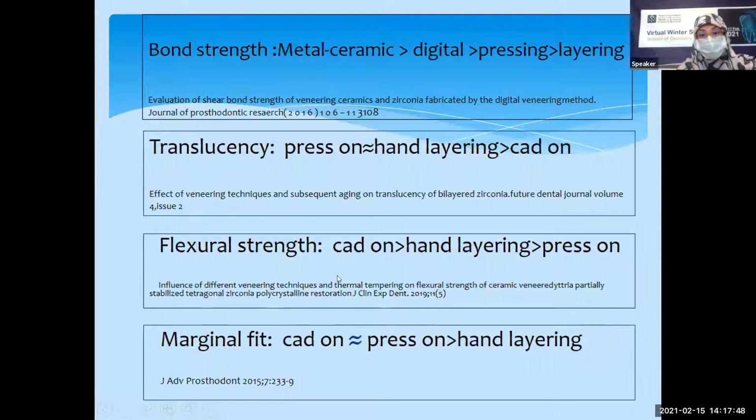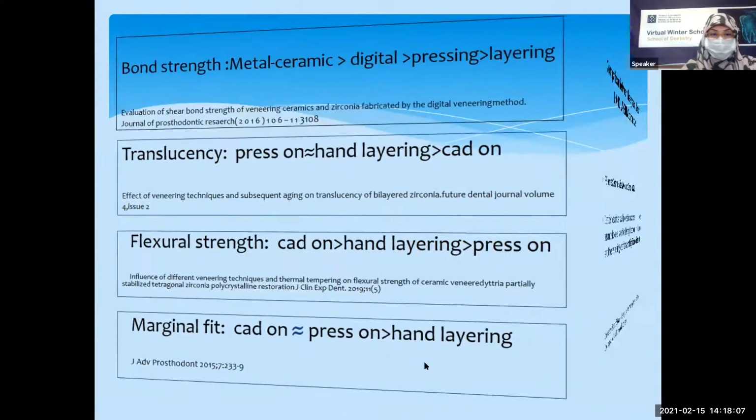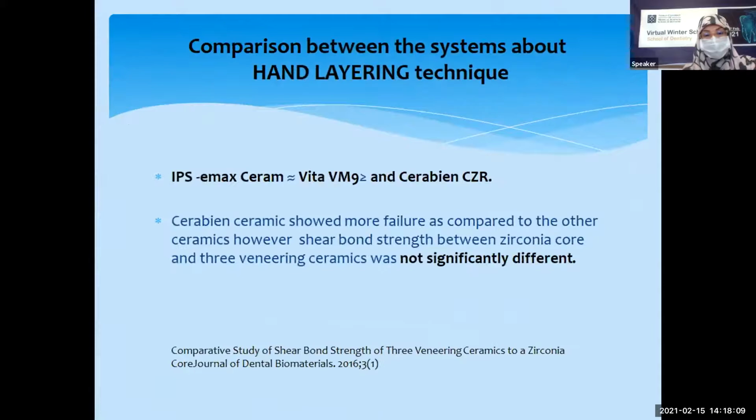This article showed this result. CAD-on has higher value than hand layering, and hand layering has higher value than the press-on technique. And in terms of marginal fit, CAD-on and press-on have equal value. Both of them have higher value than hand layering. Up to now, I compared 3 different techniques in each system.